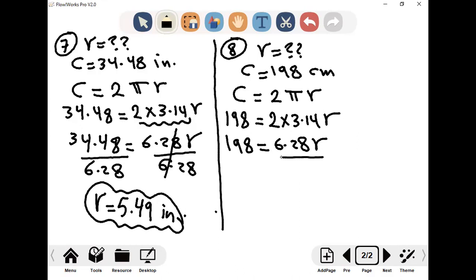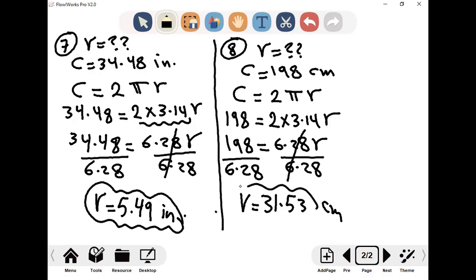Divide both sides by 6.28 here and here. Gone. Still r equal these two numbers, 198 divided by 6.28, which is 31.53 centimeter. Of course, the questions, all of them told you to round at the end, right? And we did rounding in the example, so do the same way. This is your homework. Is it clear? Okay.